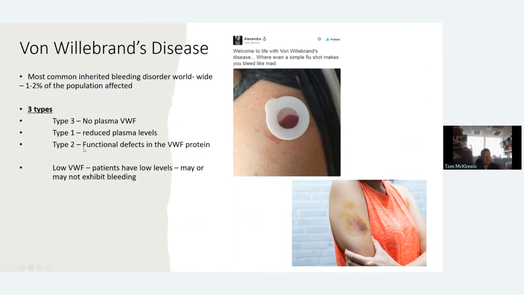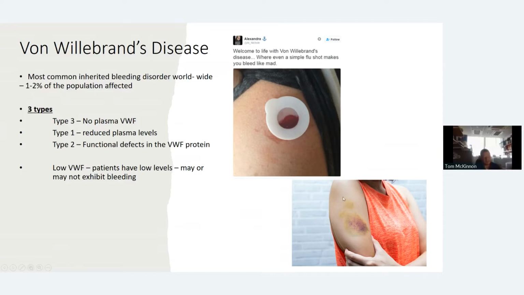Type 2 VWD is caused by functional defects in the von Willebrand factor protein. So there's some kind of change, which means that the protein cannot perform its function properly. It can't bind to platelets, or those large multimers that are essential for its function cannot form. What's also been recently recognized is that there is now a 4th subtype, which is classified as low VWF. And clinically, this poses a bit of a problem. Some patients with low VWF won't experience a bleeding phenotype, while other patients with low VWF can have a very serious bleeding phenotype. And this is something which many clinicians haven't recognized, but is now becoming very important.